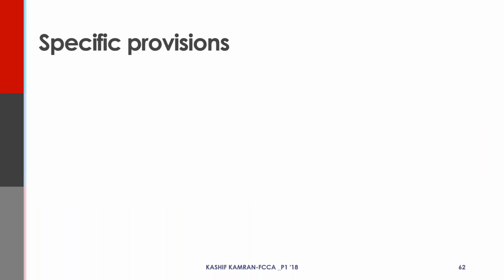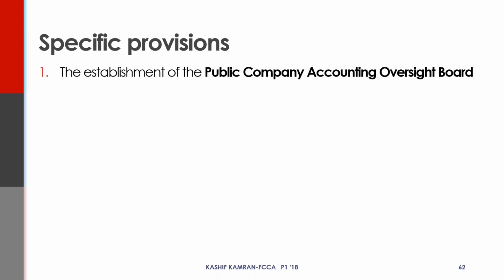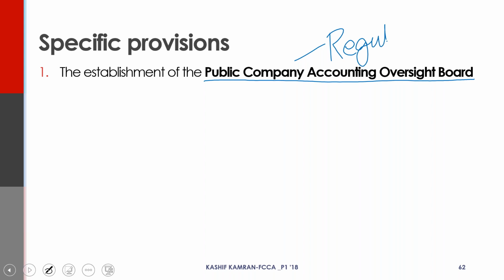When we look at the specific provisions of the rule-based corporate governance, that is Sarbanes-Oxley, the first provision says the establishment of a Public Company Accounting Oversight Board. The Public Company Accounting Oversight Board is the regulator which regulates Sarbanes-Oxley, which ensures that the company is complying. One important feature of a rule is that there should be a regulator, because the regulator enforces the rule, and if the rule is not being followed, the regulator would penalize.